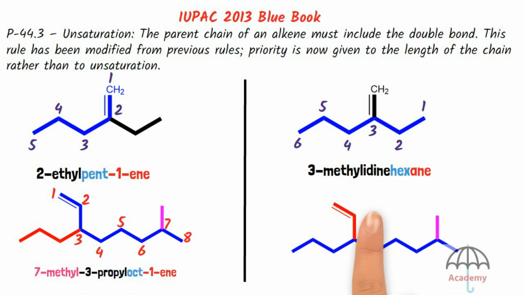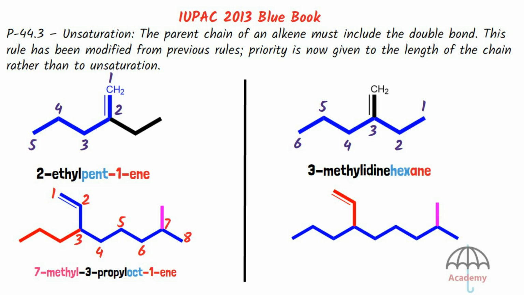As per 2013 modification, priority is given to length of chain. The longest chain is highlighted in blue. The double-bonded carbon moiety is now a substituent. The numbering is done so that substituents get lowest locant sum. This double-bonded substituent at C6 is called ethenyl. At C2 we have methyl. Putting the substituents in alphabetical order, we can write the name as 6-ethenyl-2-methylnonane.